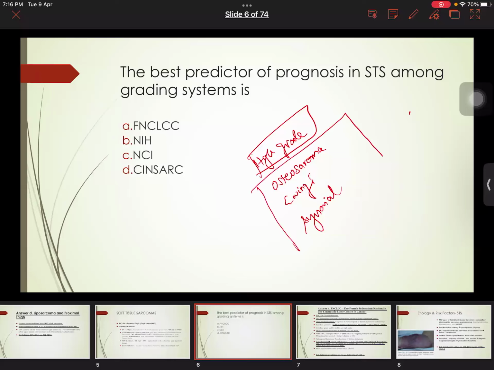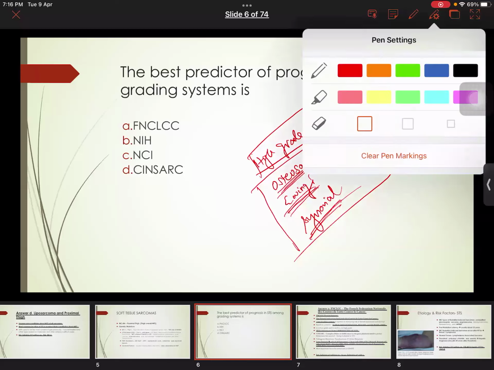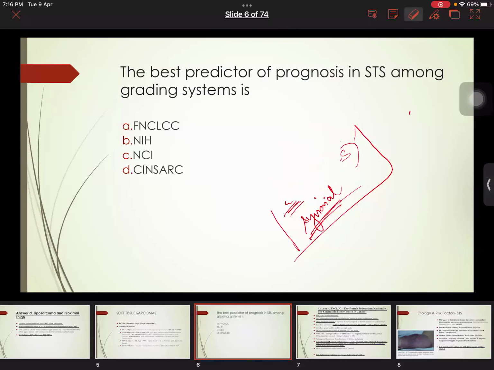All of these, whenever you hear the name itself, you don't need to mention the grade. This is again, of course, extraskeletal osteosarcoma and extraskeletal Ewing sarcoma. Whenever you get a diagnosis of osteosarcoma or Ewing sarcoma or synovial, directly it will be going as a high-grade sarcoma.